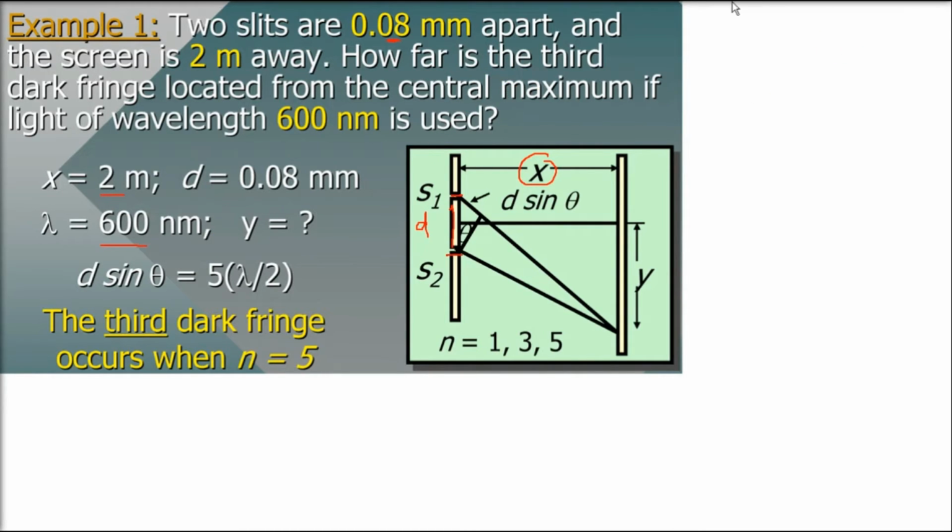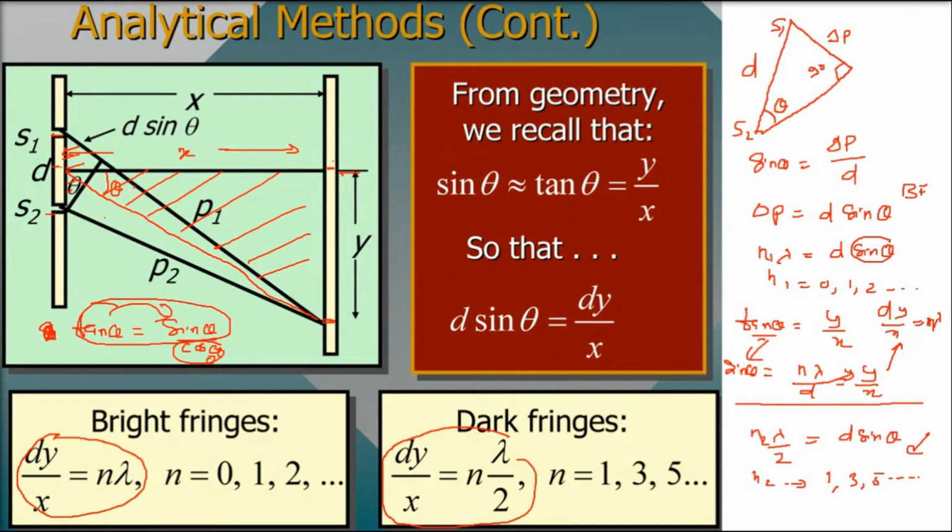So, how far is the third dark fringe? You know for dark fringe, n is equal to what? 1, 3, 5. n is 1, 3, 5. So, n lambda by 2. See here. For dark fringes, dy by x is equal to n lambda by 2. n is what? 1, 3, 5. So, this is the first fringe, second fringe, third fringe. So the question is asking about the third fringe. So dy by x will be equal to 5 lambda by 2. n will be equal to 5. It will be 5 lambda by 2.